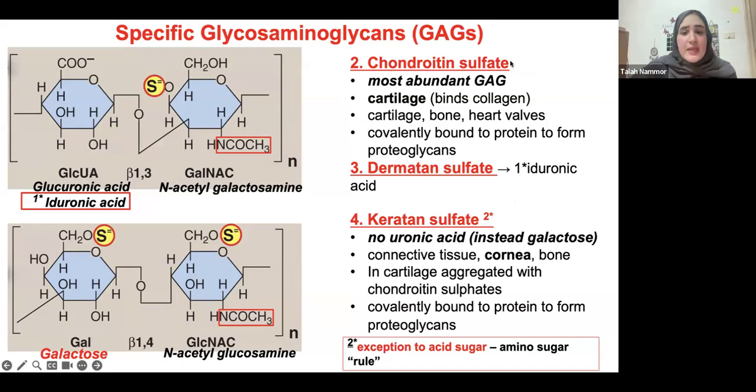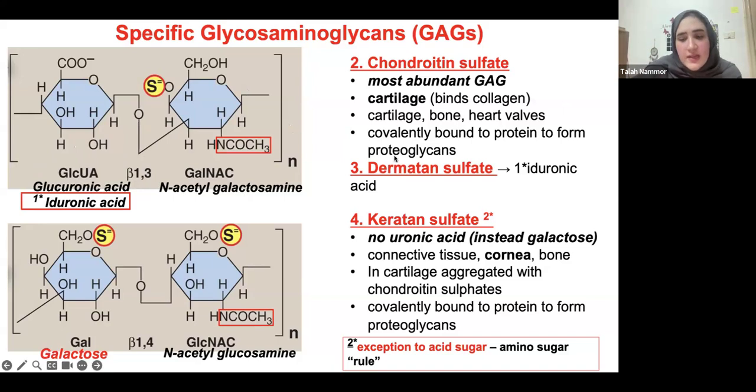Okay? Now, what is chondroitin sulfate made of? It's made up of glucuronic acid with N-acetyl galactosamine. Okay, so hyaluronic acid is made up of glucuronic acid with N-acetyl glucosamine, but chondroitin sulfate is made up of glucuronic acid with N-acetyl galactosamine.